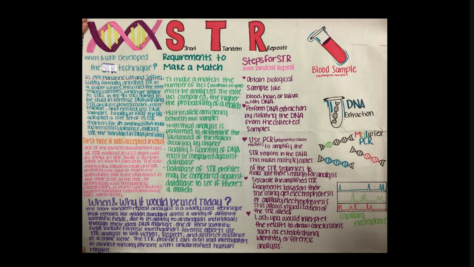Requirements to make a match. Number 1, to make a match, a sufficient number of loci, locations of genes, must be analyzed. The more loci compared, the higher the probability of a match. Number 2, there must be consistency between the two DNA samples being compared. Number 3, statistical analysis is performed to determine the likelihood of the match occurring by chance. This involves calculating random match probability.